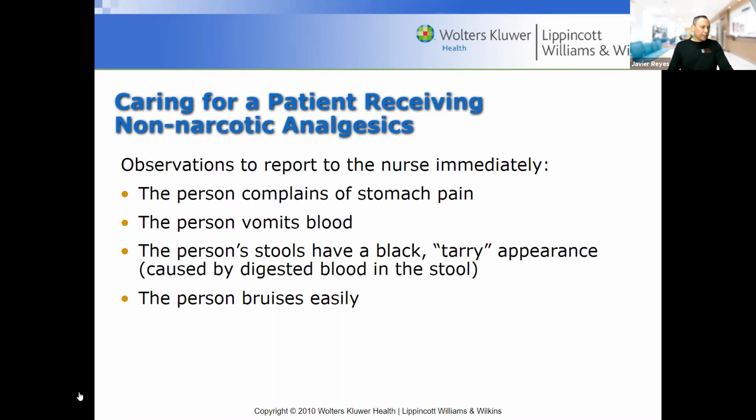So non-narcotic analgesics are used to treat mild to moderate pain. And we measure pain obviously using the numeric scale or even the face scale. If they don't understand, we use the face scale, or sometimes we use other scales for people that don't understand. In addition to non-narcotic analgesics to reduce inflammation, they also lower the fever. We use them for that.